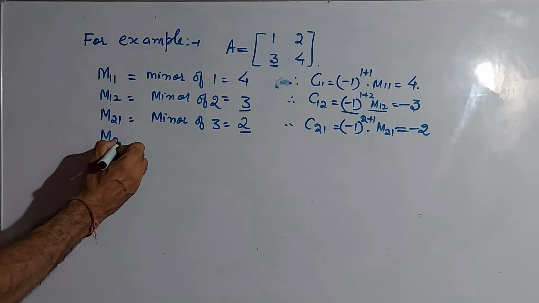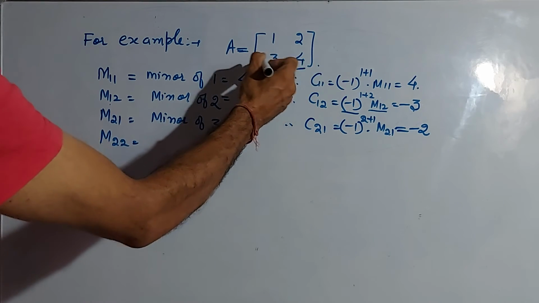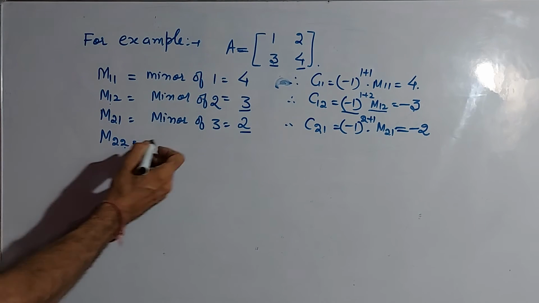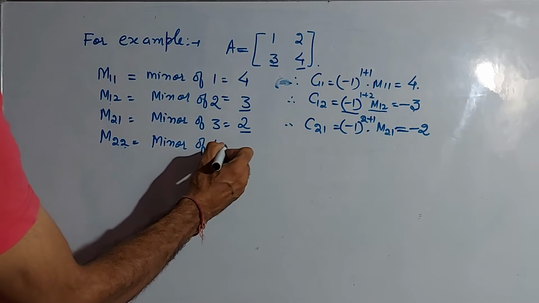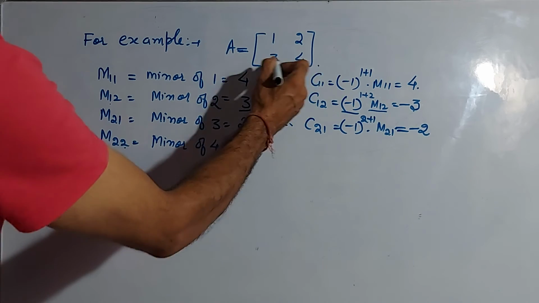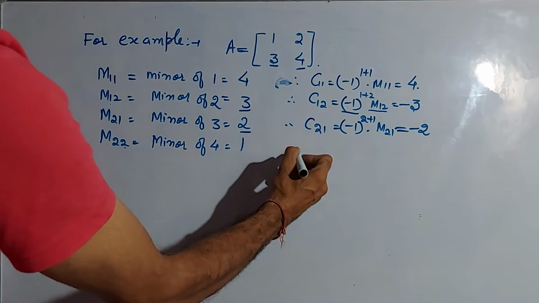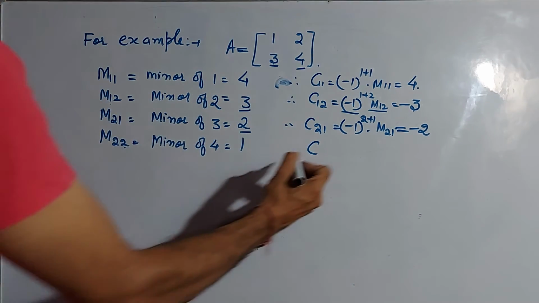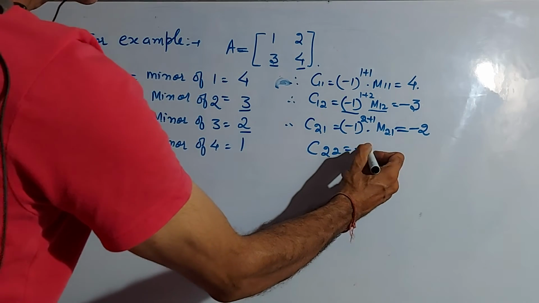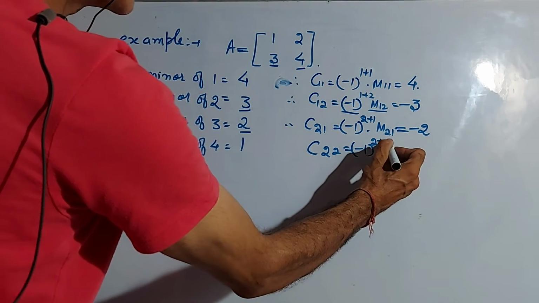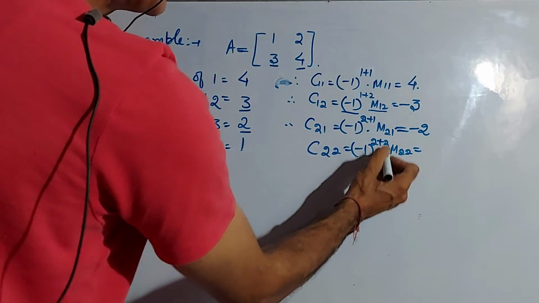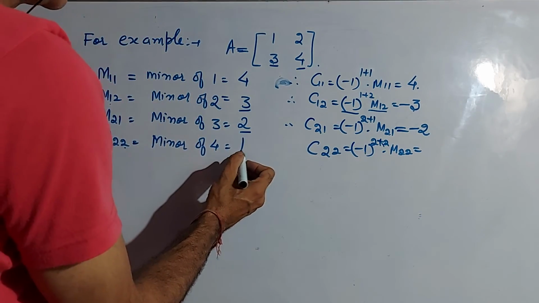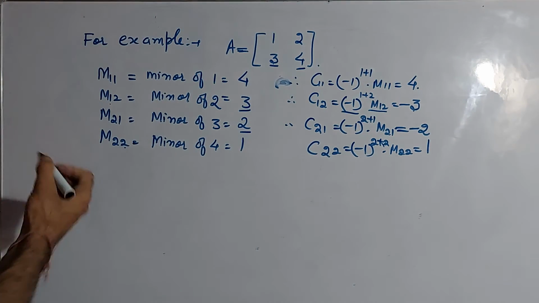Now the last element is 4, which lies in second row, second column. Minor of 4 is, we delete this and get 1. Therefore, C22 is equal to minus 1 raised to power 2 plus 2 into M22, which is equal to, this value is plus 1 and again we get 1.